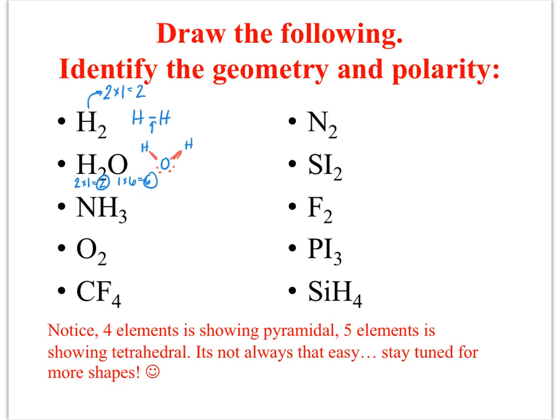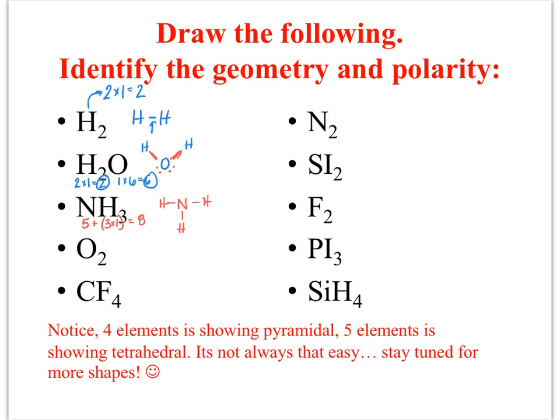Next one is ammonia. Nitrogen has 5 valence electrons, and then there are 3 hydrogens with 1 valence electron apiece. So my picture here also needs to have 8 electrons. Again, take the single element and put it in the center, and then branch off the hydrogens around it.